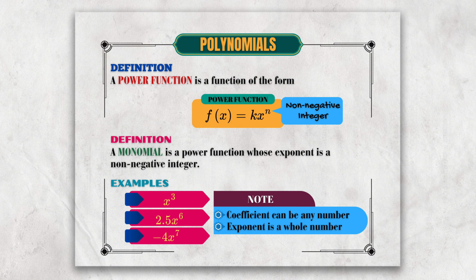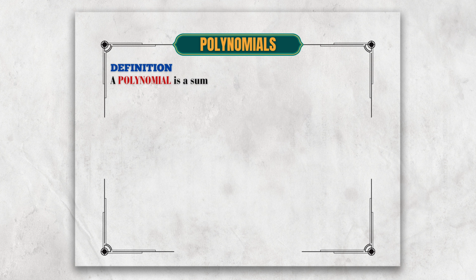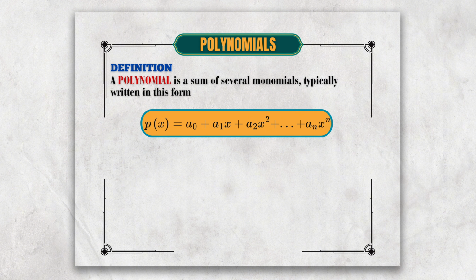Now to the main topic of this tutorial, polynomials. A polynomial is simply a sum of several monomials, typically written in this form. Examples include the following.